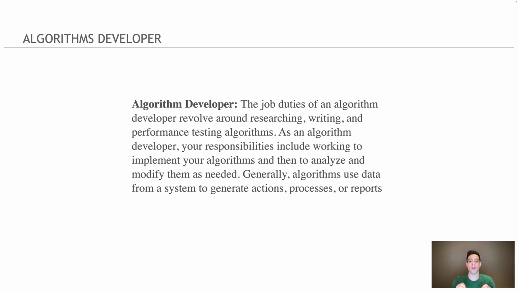Generally, algorithms use data from a system to generate actions, processes, or reports. So an algorithm developer is someone who would look at code, at how something would work, like how our data would work, but then he would come in and try to make it go faster, better, in less time, in less code. This role requires someone who's extremely smart. An algorithm developer is someone who is really interested in figuring out how to make data more proficient and efficient. So that's an algorithm developer.